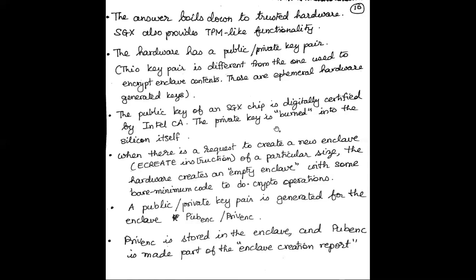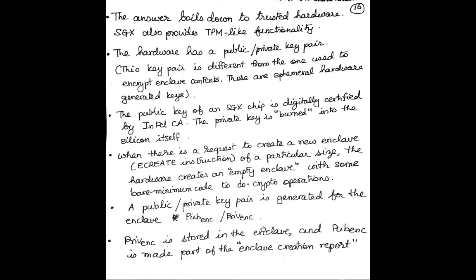So eCreate is the hardware instruction to create a new enclave of some particular size. And the idea is that whenever the eCreate instruction is provided, the hardware creates an empty enclave, okay, with some really bare minimum code to do some crypto operations. Okay, and what that does is that it brings up the enclave and it generates a public-private key for the enclave. We'll just call that pubenc and prevenc. Okay, and the prevenc is stored within the enclave.